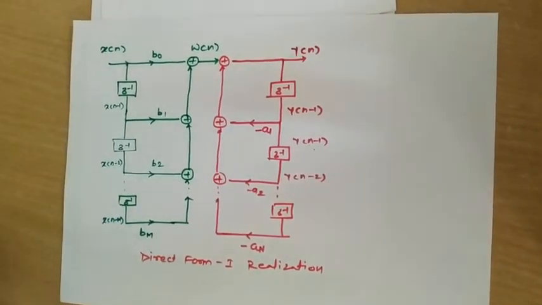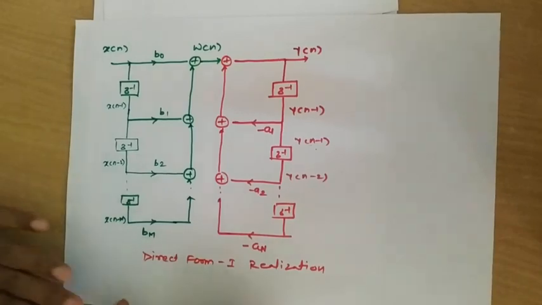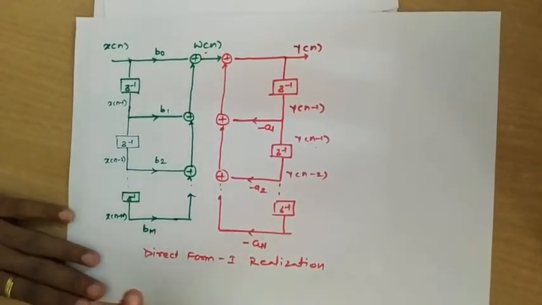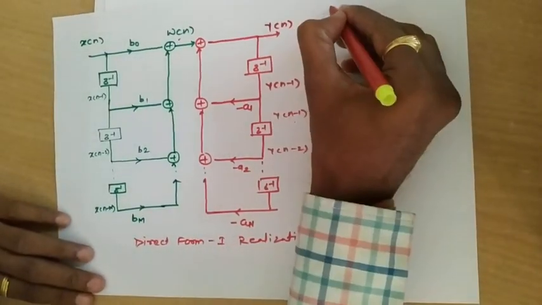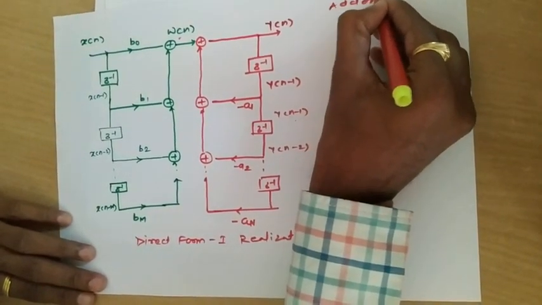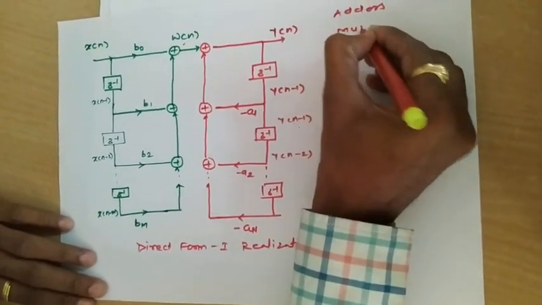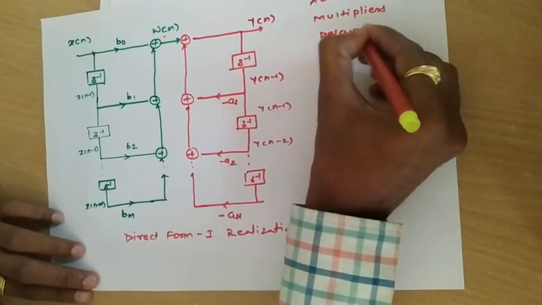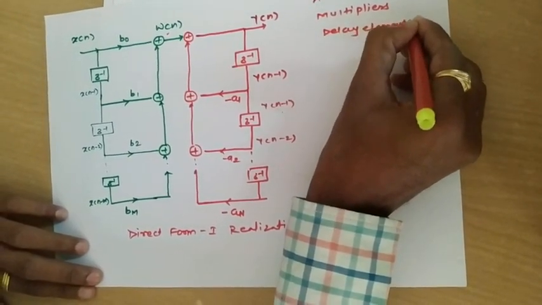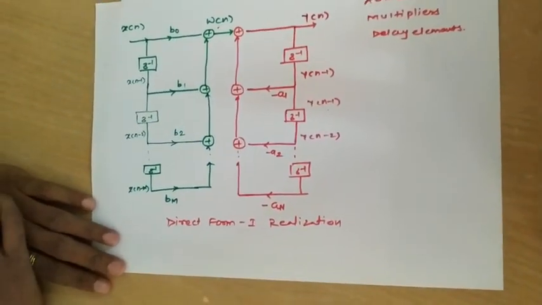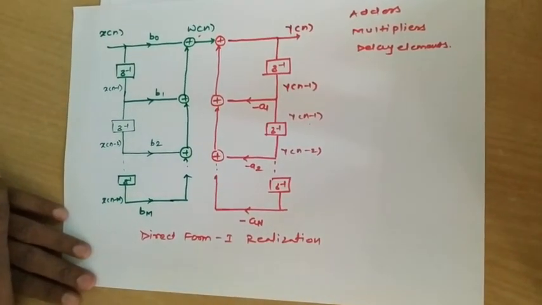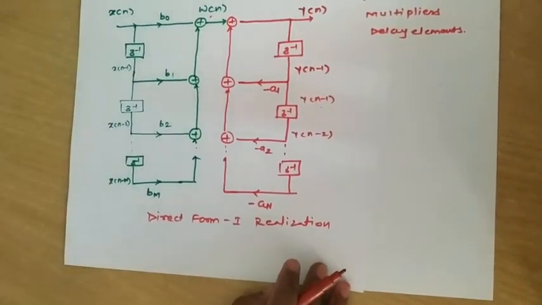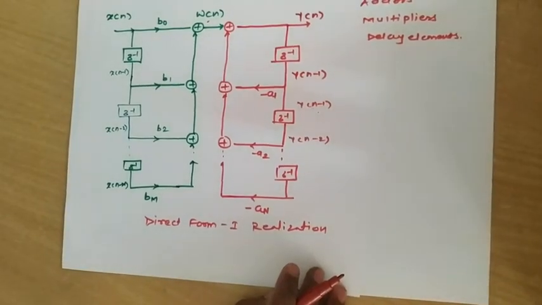So it is basically a combination of an all zero system with an all pole system, with only an intermediate term added as w n. So as far as this schematic is concerned, we need elements like adders, we need multipliers, and we need delay elements. So by this method one can realize an IIR filter which is direct form 1 realization. Now in the next segment we'll see some examples on realizing IIR filters using direct form.